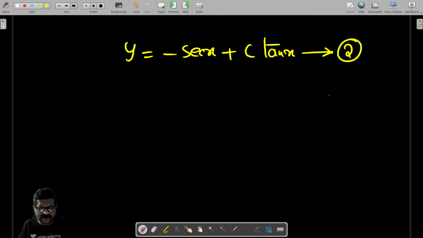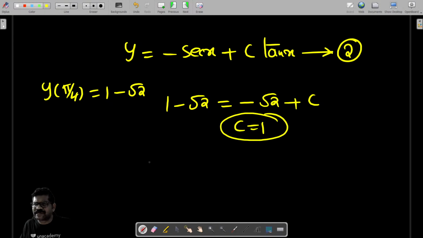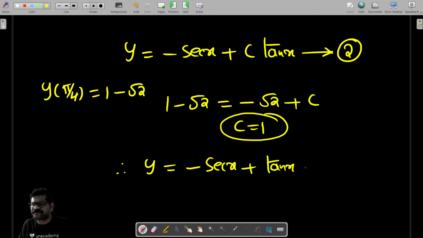They have provided one boundary condition, y of pi by 4 equal to 1 minus root 2. Therefore 1 minus root 2 equals secant pi by 4, which is minus root 2, plus c. Therefore c is equal to 1. The value of c is 1. Therefore y is equal to minus secant x plus tan x.